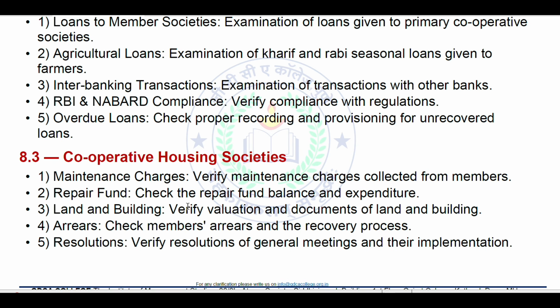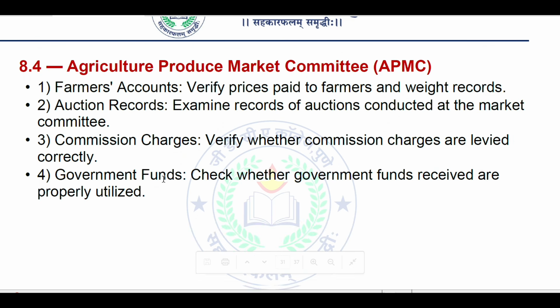Number 3, land and building: verify valuation and documents of land and building. Number 4, arrears: check members' arrears and the recovery process. Number 5, resolutions: verify resolutions of the general meeting and their implementation.